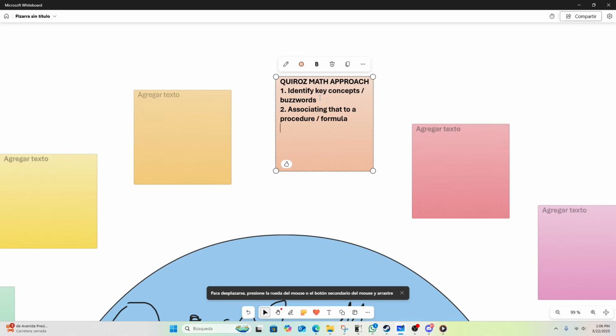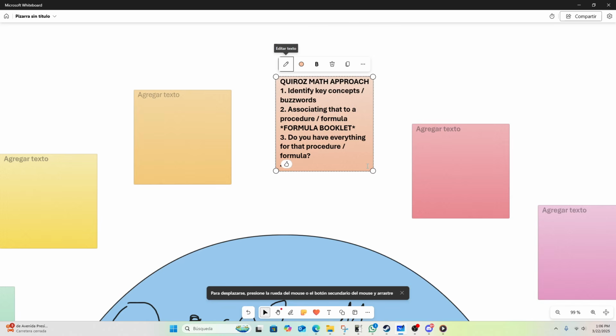More often than not, you're going to end up in the formula booklet. The last thing you're going to do, of course, is execute that procedure. The step before that is asking: do you have everything for that procedure or formula? Once you have everything, you can go ahead and execute.